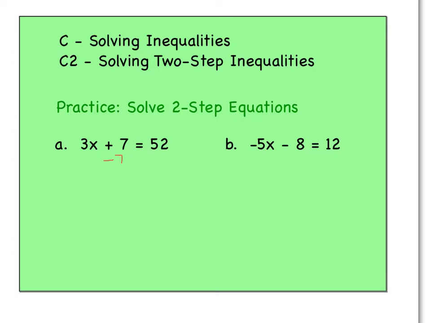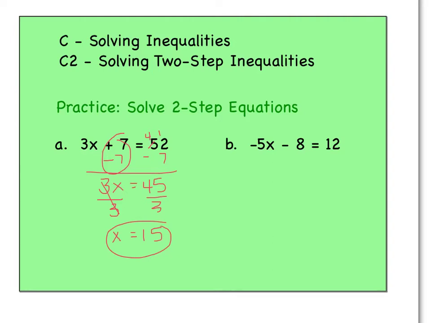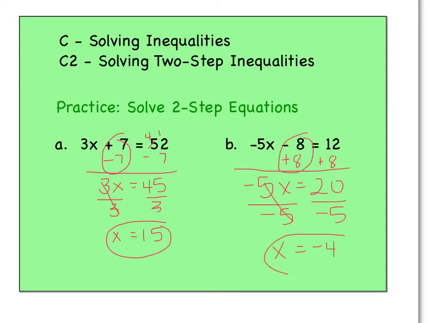We're going to subtract 7 from each side. We get 3x equals 45, divide by 3, and x equals 15. The next one, we'd have to add 8 to each side. We get negative 5x equals 20, divide by negative 5, and x equals negative 4.